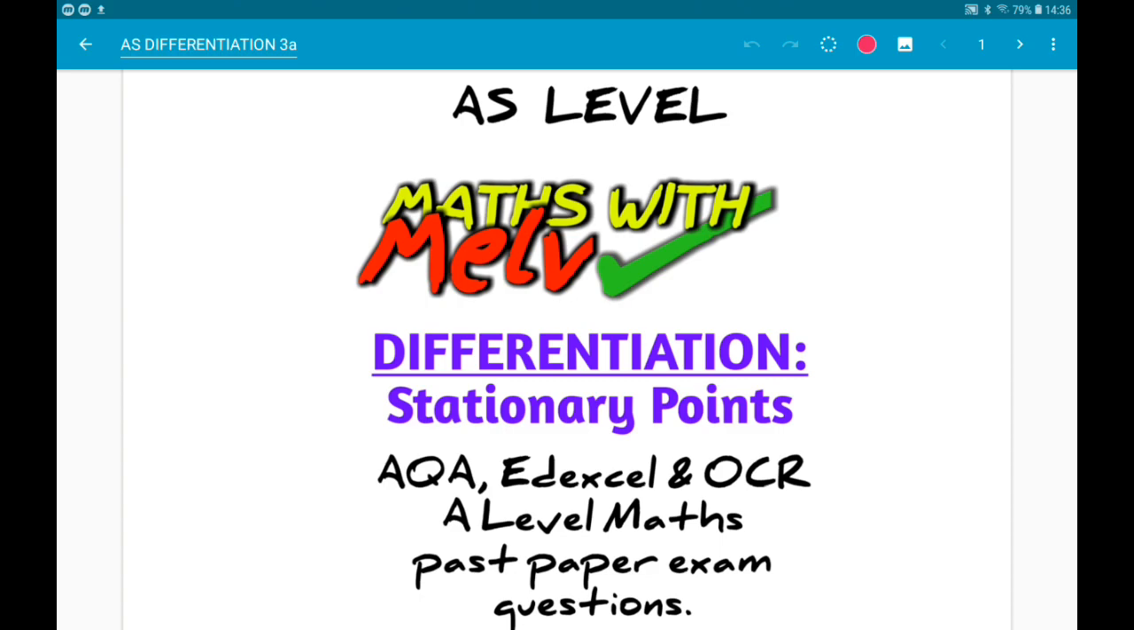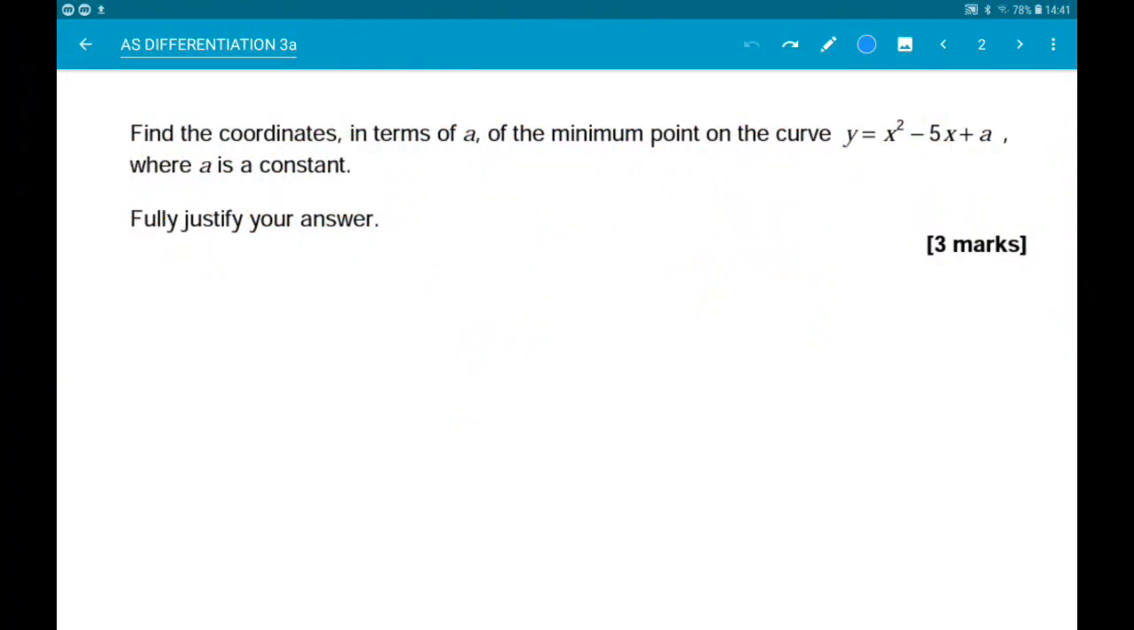So, let's go. Okay then, first up, find the coordinates in terms of a of the minimum point on the graph y equals x squared minus 5x add a, where a is a constant. So, there's 2 ways we could do this, either completing the square or differentiation. Given the title of the video, we're going to use differentiation. So, at turning points, dy by dx equals 0.